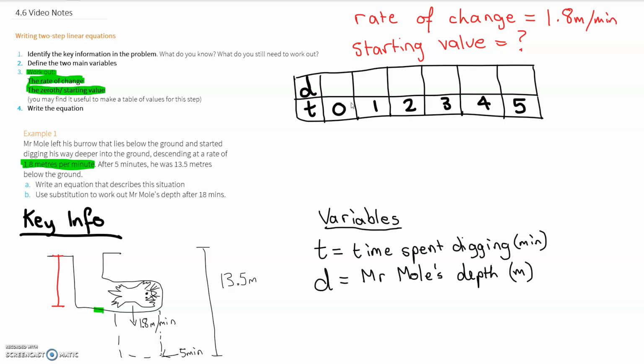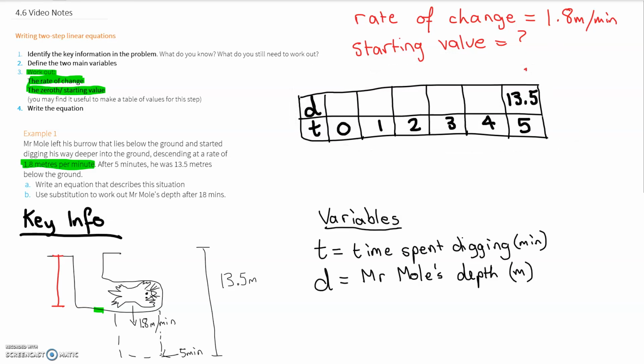Okay, so I've set myself up a little table of values here where I've got the depth of Mr. Mole up the top and the time he spent digging down the bottom. And importantly, I've included 0 in this table so I can work out the starting value, because what I'm aiming for is to find his depth when the time was 0, because that's when he started digging. So let's fill in the information that we already know. We know that at the 5-minute mark, he's at 13.5 meters. And we also know that he's digging downwards at 1.8 meters per minute. So we can work backwards from that piece of information to help fill in the rest of the table.